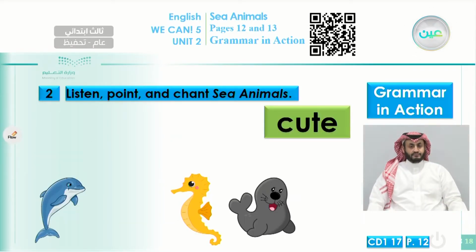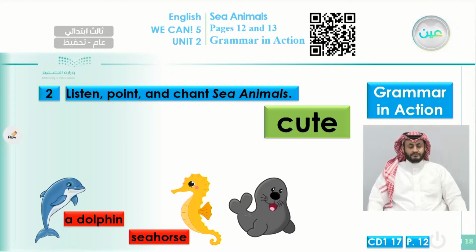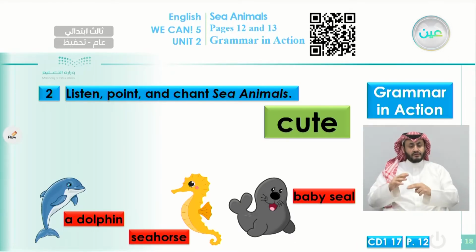Now let's use the adjective here, cute, for comparing these three sea animals. Now we need to listen, point and chant sea animals. Okay, let's listen to one of your colleagues comparing these three sea animals. Okay, this is a dolphin, this is a seahorse, and a baby seal.